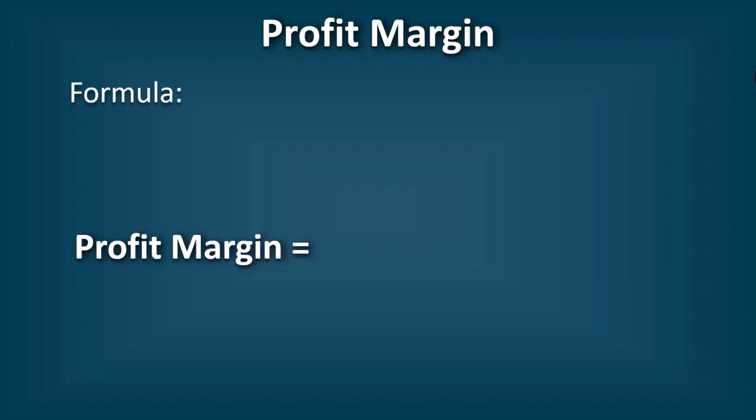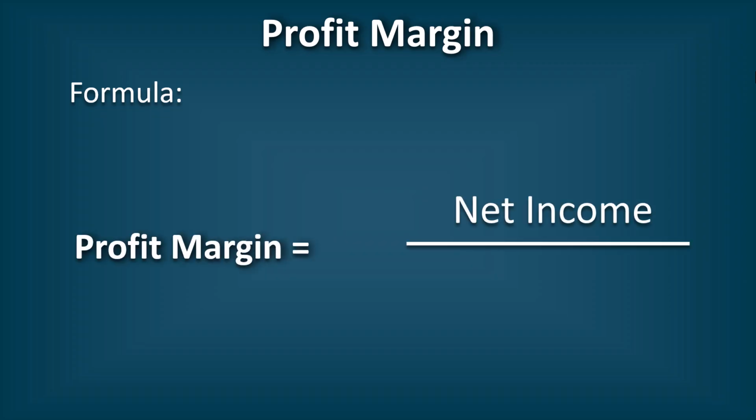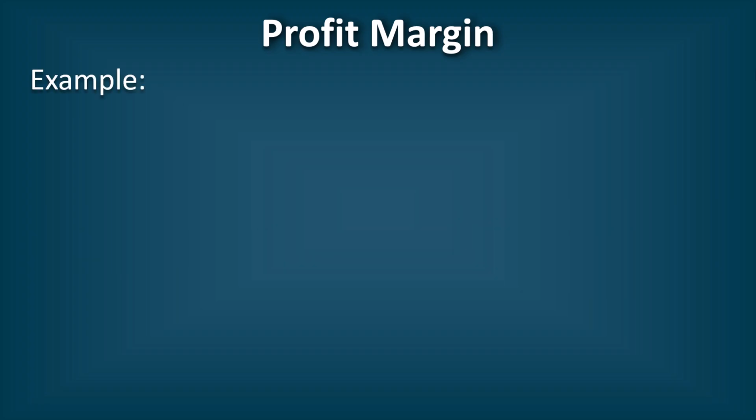Profit margin equals net income divided by net sales. Sometimes we multiply the result by 100 to express it as a percentage. Let's use the formula in an example.